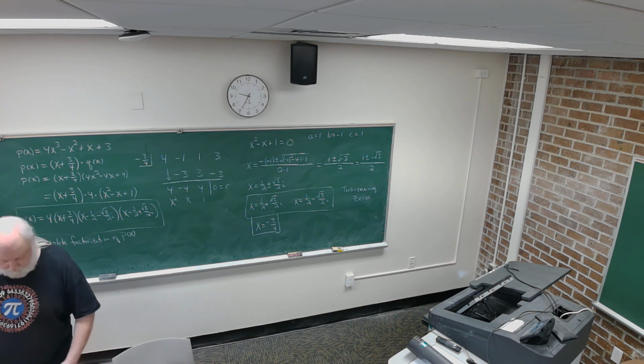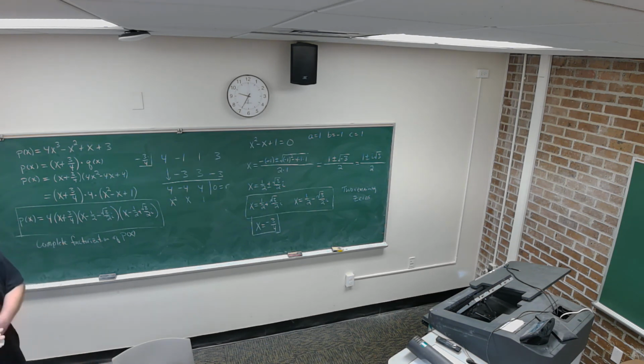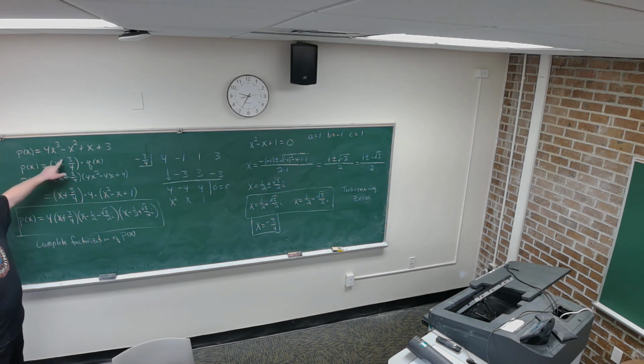I have a question. Yeah. How do you know when you can or cannot do synthetic division? When you divide the polynomial by a linear polynomial, where it's x to the first power. If it's x squared or x cubed, x fourth, you can't do it. It has to be x to the first power.